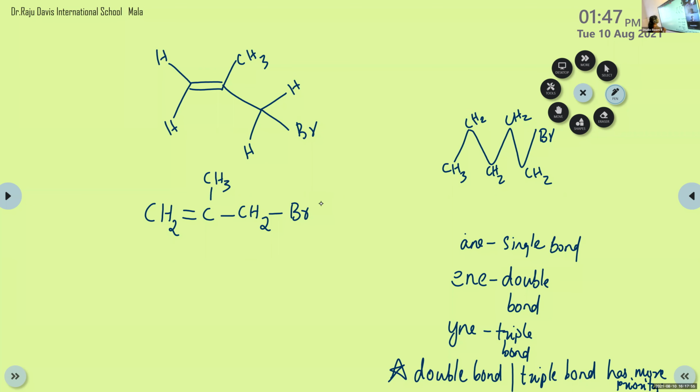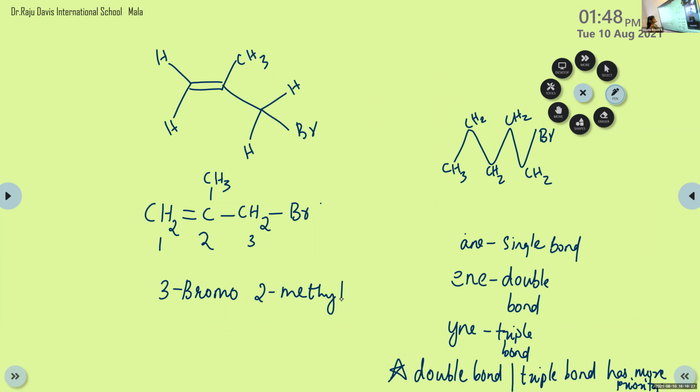The numbering starts from left or right? Left. Very good. Left. So 1, 2, 3. Then tell me the name. 3-bromo. Yeah, 3-bromo. Then 2-methyl.